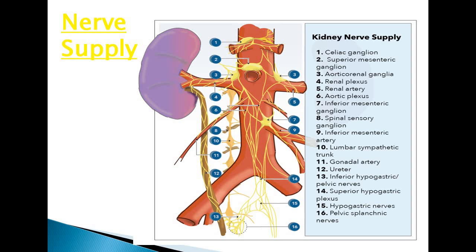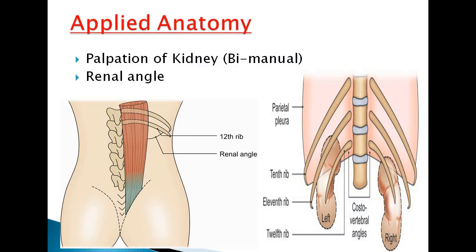For the exposure of the kidney, it must be exposed from behind, and the following layers must be reflected one by one: the skin, superficial fascia, posterior layer of thoracolumbar fascia, then erector spinae muscle, then middle layer of thoracolumbar fascia, quadratus lumborum muscle, and the anterior layer of the thoracolumbar fascia. So this is the exposure of the kidney retroperitoneally. Then we will see in detail about the applied anatomy of the kidney.